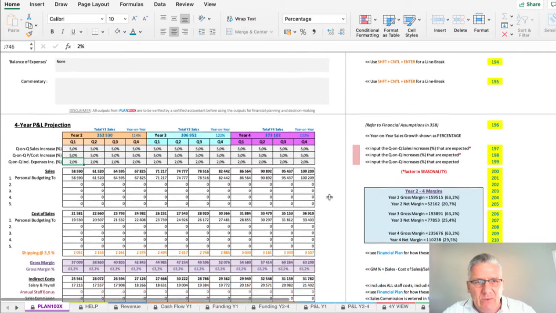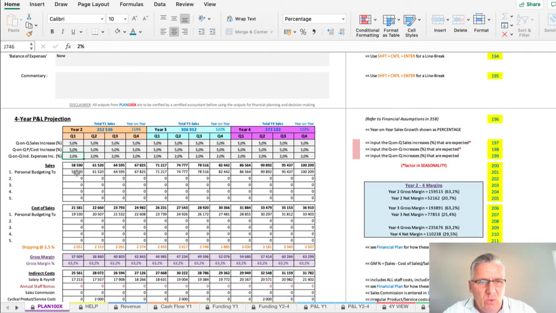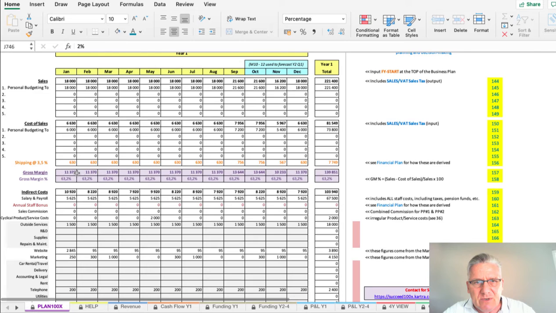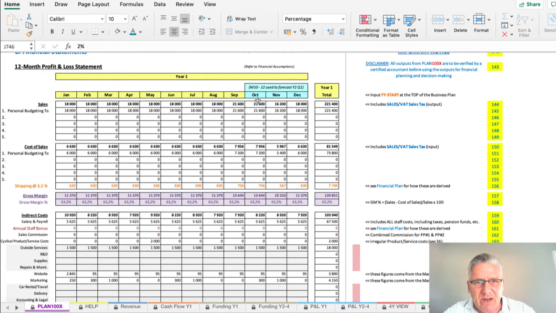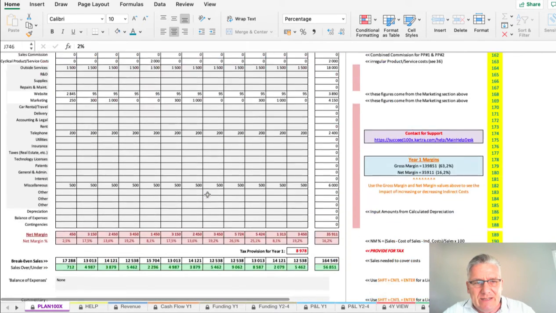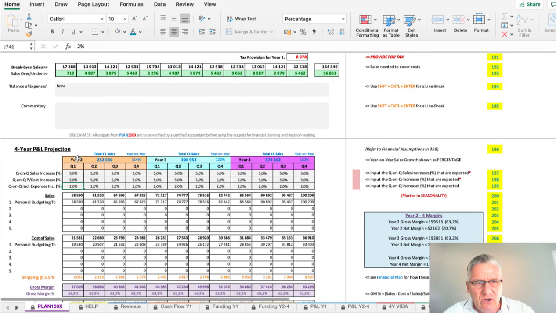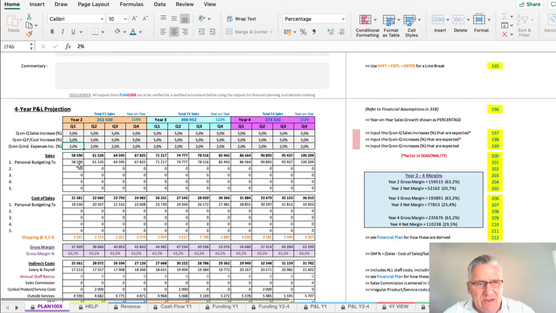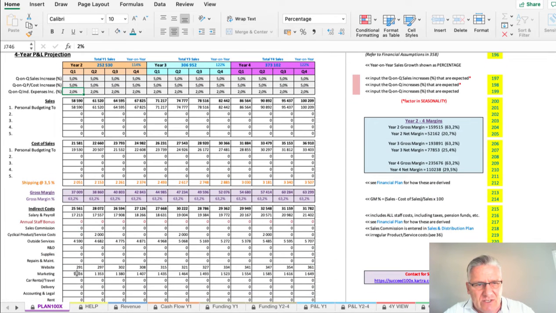But anyway, back to the top, how do we get to these numbers? What's happening here is we are using the last quarter. If we look up top in the 12-month profit and loss, we're using the last quarter, these last 3 months, the average of those 3 months, to project the next quarter, which is year 2, quarter 1. So we take those last 3 months, we average it, add 5% on, and put it into the sales number here. And the same for everything. So the same for sales, same for cost of sales, and the same for your indirect costs. These get increased on a quarter-by-quarter basis.